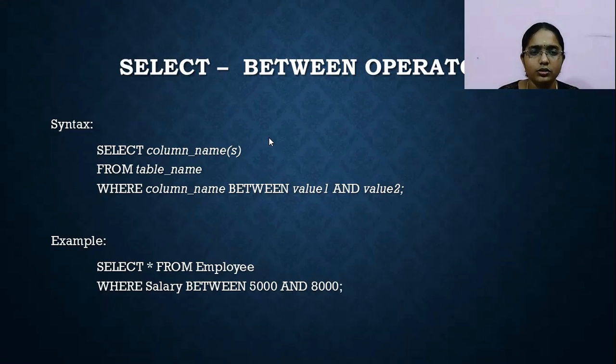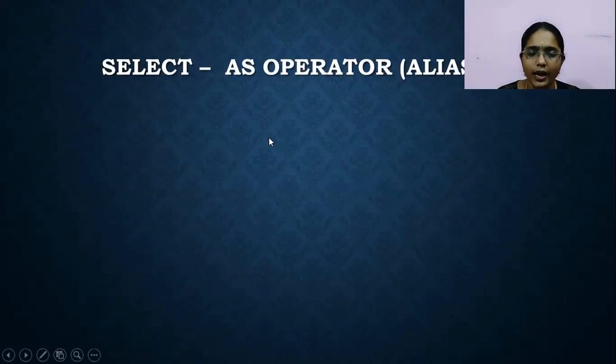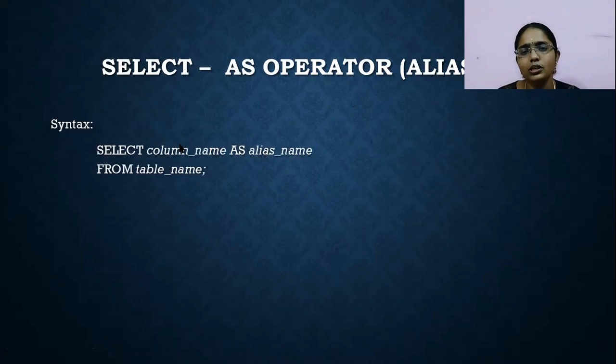And next is as. Just now we have seen the same thing, let me elaborate. Here as is used for giving an alias name, the other name. Just as we have two names, one name outside as an official name and one pet name at home, the same way I can customize the column name. I can give my own name. That is the use of as.